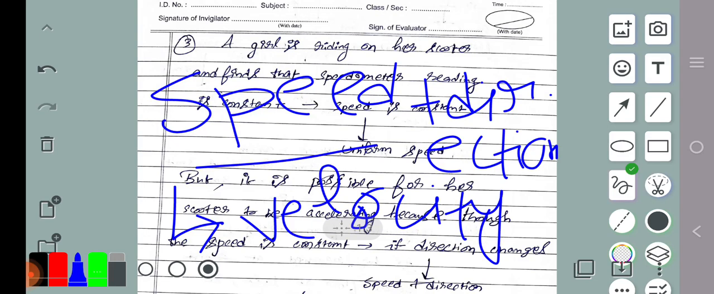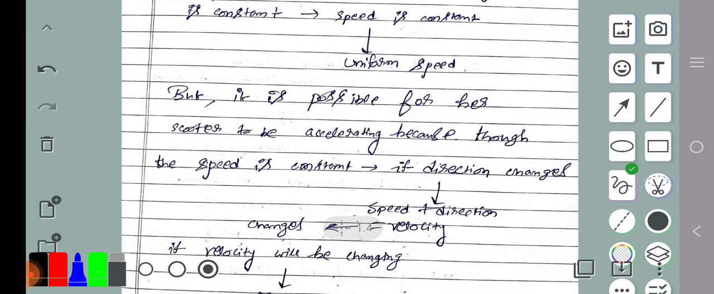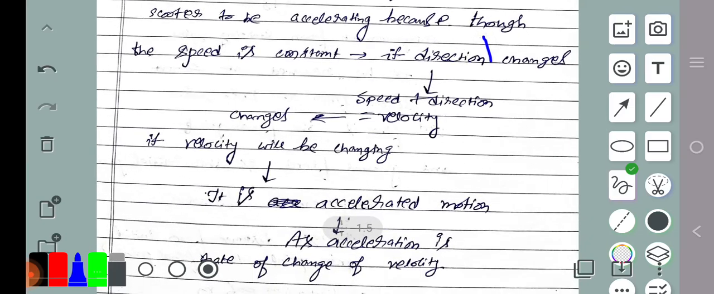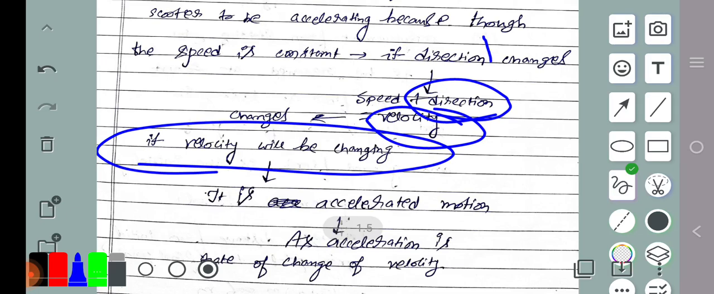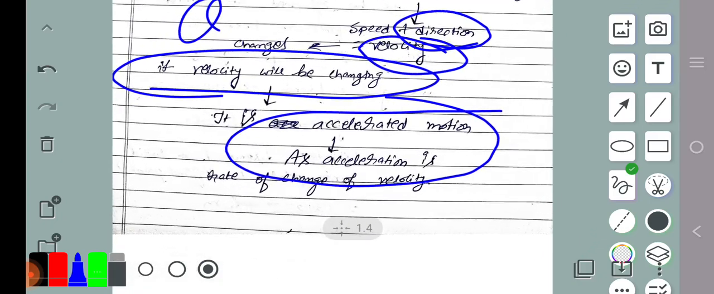That means the speed is not changed but the direction is changing, so the velocity is also changing. See, here I have written that speed is constant but its direction is changing. If the girl's scooter is changing direction, that means velocity is changing. Now we know acceleration is the rate of change in velocity. That means it is possible for the girl's scooter to be accelerated. So that is the answer.